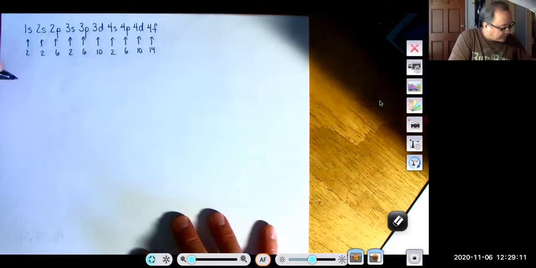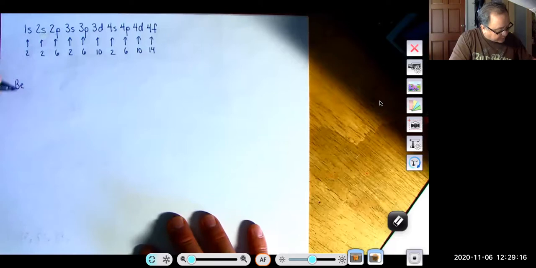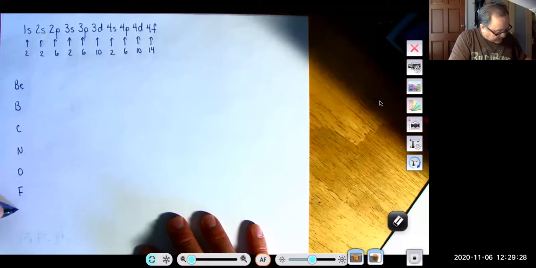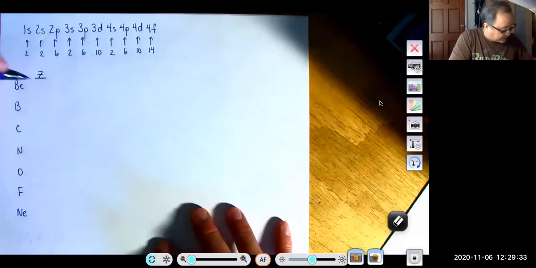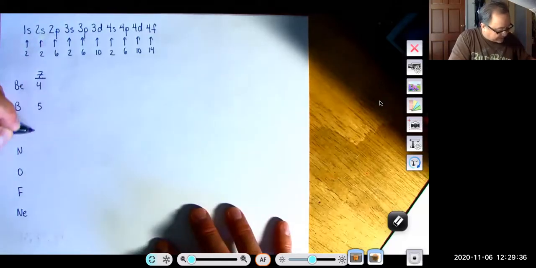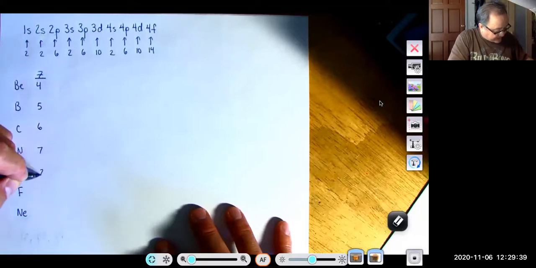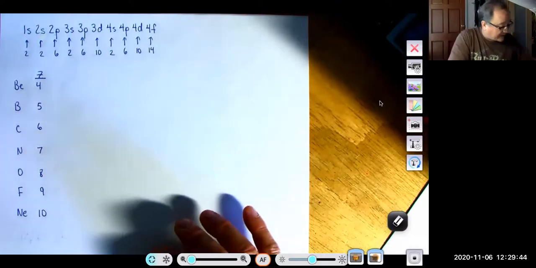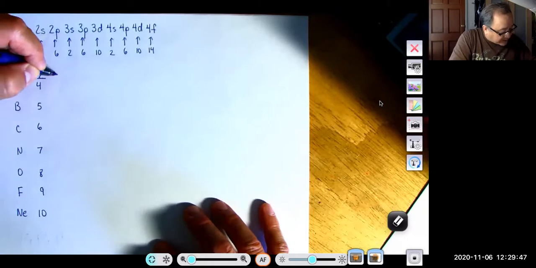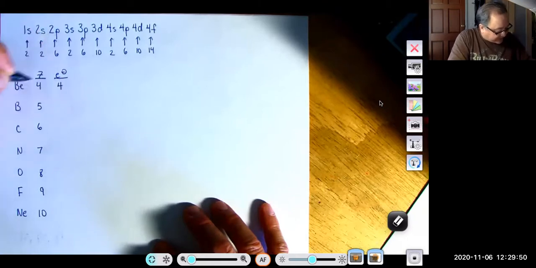So let's do a few more atoms. After lithium, we have beryllium, and then boron, and then, what's after boron? Carbon, and then nitrogen, oxygen, fluorine, and neon. Now the Z on each of these, the number of protons, is 4, 5, 6, 7, 8, 9, and 10. That's the number on top of the symbol of the element in the periodic table. And the number of electrons is going to be equal to the Z.